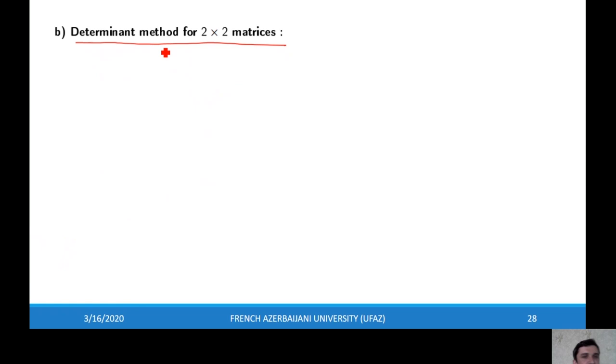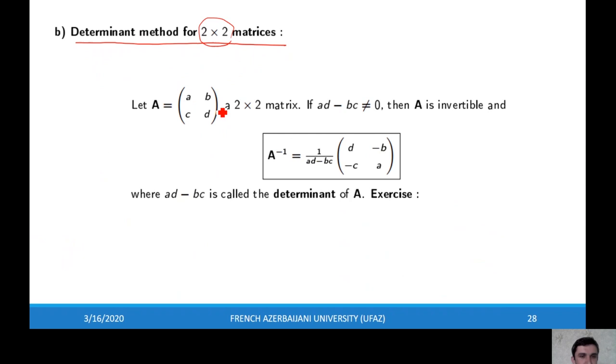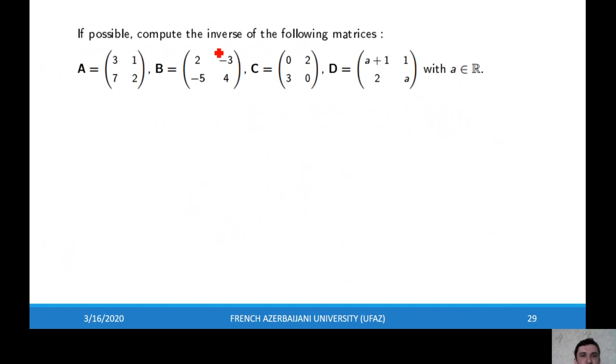And we use this method for only 2 times 2 matrices. Suppose that we have a 2 times 2 size matrix A. If a times d minus b times c is different from 0, then A is invertible. And for the inverse of A, we will use this expression. And here, a times d minus b times c is called the determinant of A. Let's look at this exercise. If possible, compute the inverse of the following matrices. And here, I will calculate the first one. I will find the inverse of A and the inverse of D. You can find B and C by yourself.